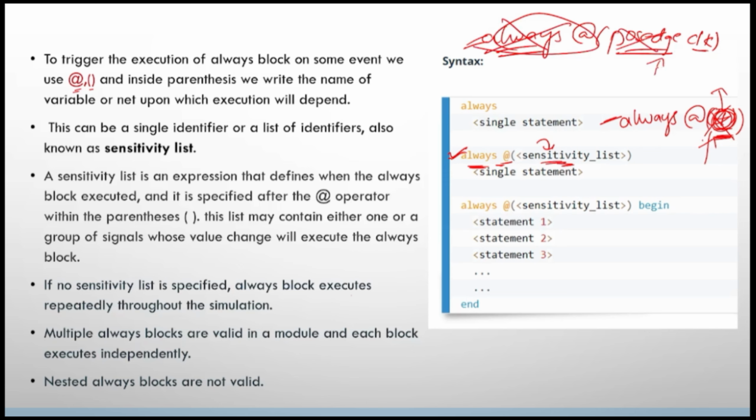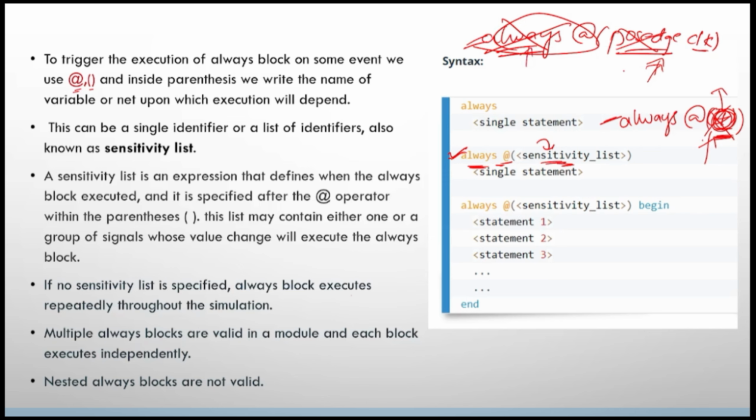Sensitivity list means it is the control for the always block, because an always block will be executed n number of times. So in order to control it, and not allow it to go into an infinite loop, we will be using this sensitivity list. Hope you got an idea on what the sensitivity list is and how important it is in order to activate the always block. Okay, so this is the thing.